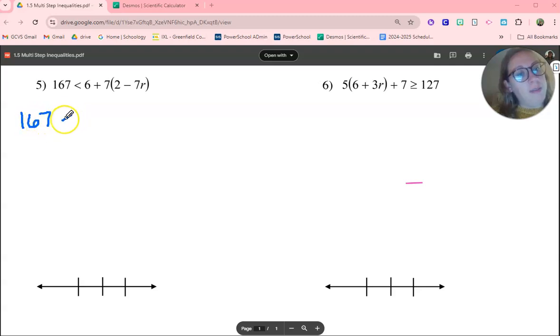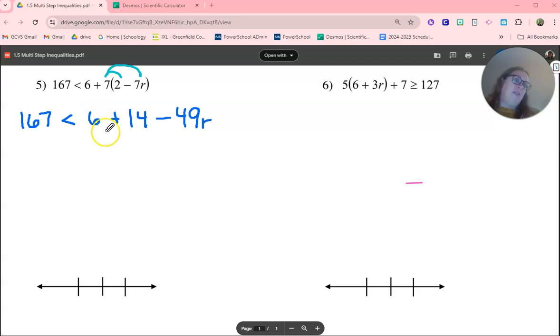So we have this 167 is less than. We have 6 plus. The first thing we're going to do is distribute this 7 by multiplication. So 7 times 2 is 14, and 7 times a -7r is a -49r. So then you're going to finish this up on your own, combine those like terms, and solve for r.